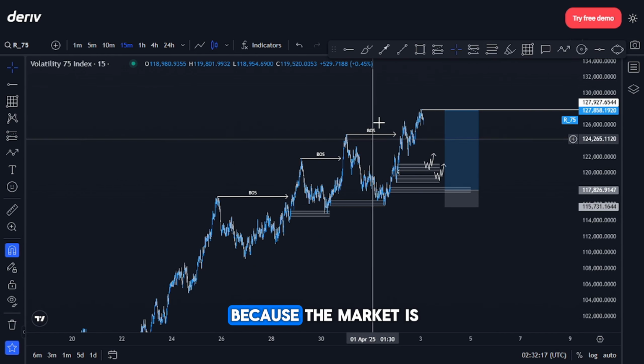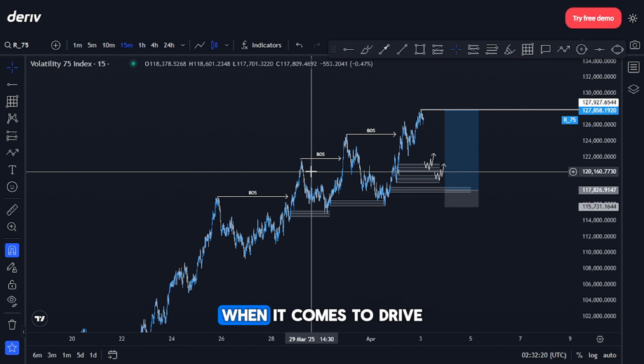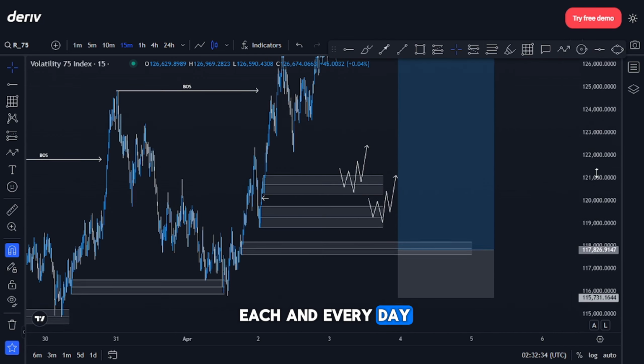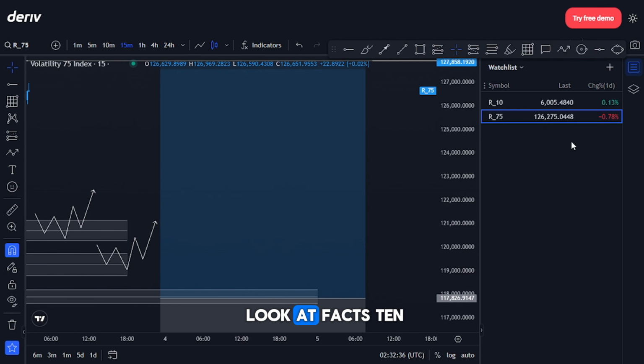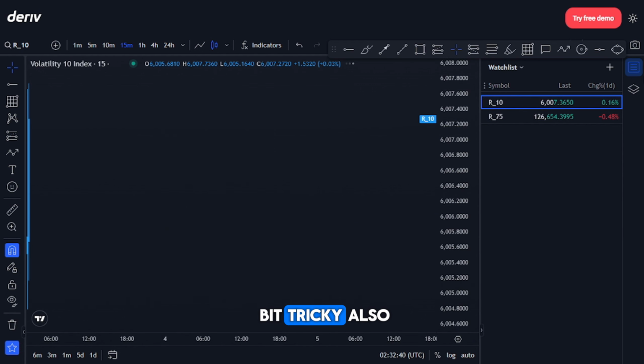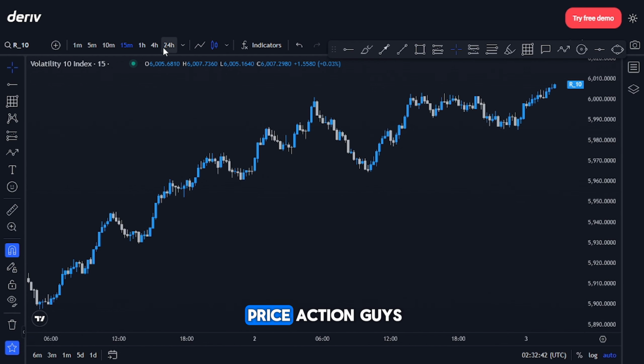I think today, just because the market is always moving when it comes to Deriv, there's no way that we can just close up and then maybe see it after a few days, just because it's already Thursday and I trade on a weekend, guys. When it comes to trading, I keep on trading each and every day. So let me just look at VIX 10. VIX 10 was a bit tricky also, but you know, price action, guys.